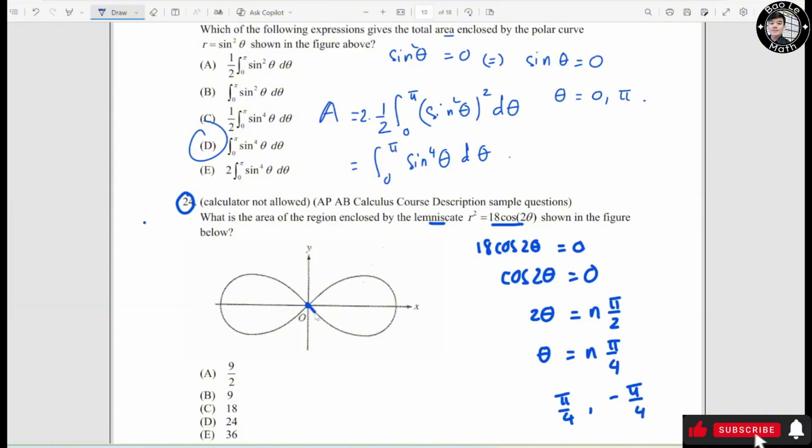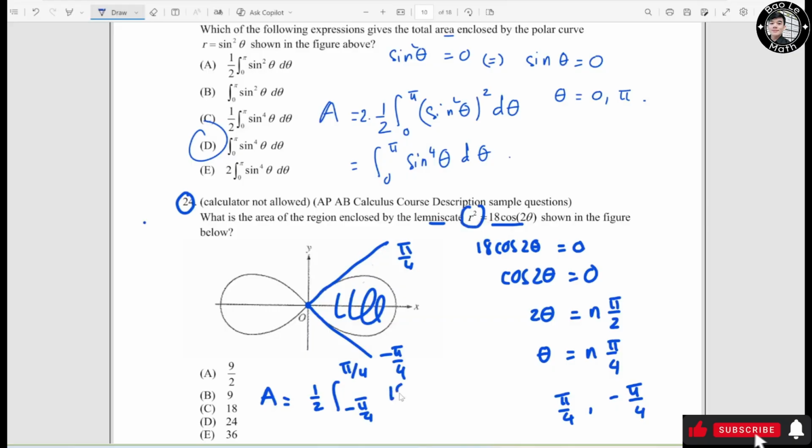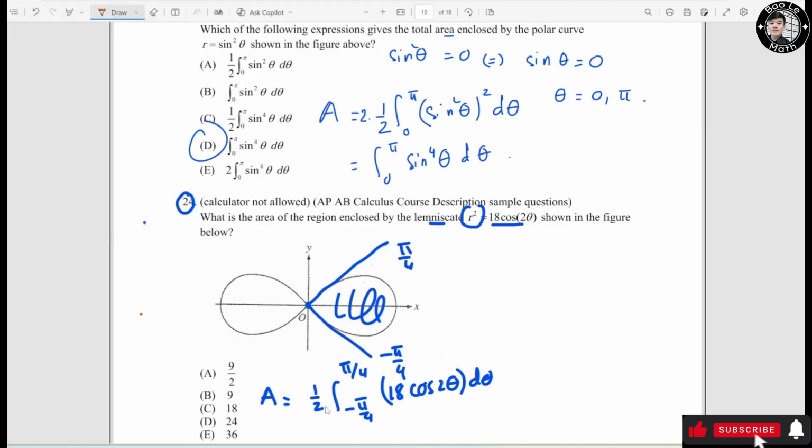So this guy right here is actually negative pi over 4, and this guy is actually pi over 4, right? So we just calculate the area of this guy right here and we multiply by 2, right? So we have A equals 1/2 integral from negative pi over 4 to pi over 4 of this guy square. So we already have the square right here. So it's going to be 18 cosine 2 theta d theta. Now you need to multiply by 2 to get the left hand side, right?